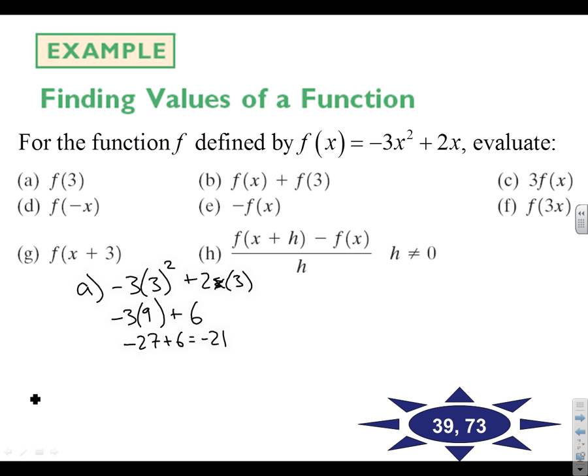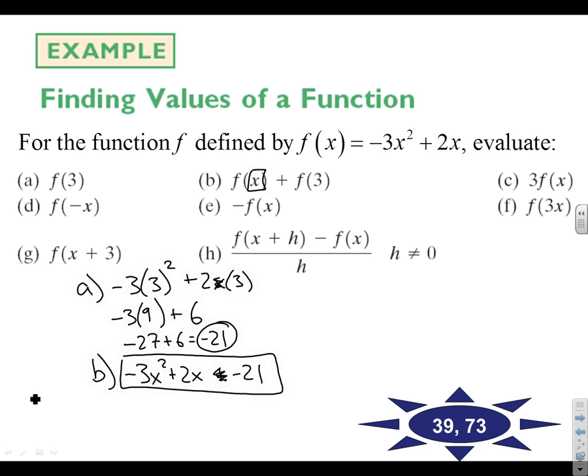B gets a little trickier. B, f of x, is -3x squared plus 2x. This f of x is saying, whenever you see the x, just leave it alone. Leave it as x, whatever you had originally, plus f of 3, which we already know is -21. And that'd be your answer there. How about C?